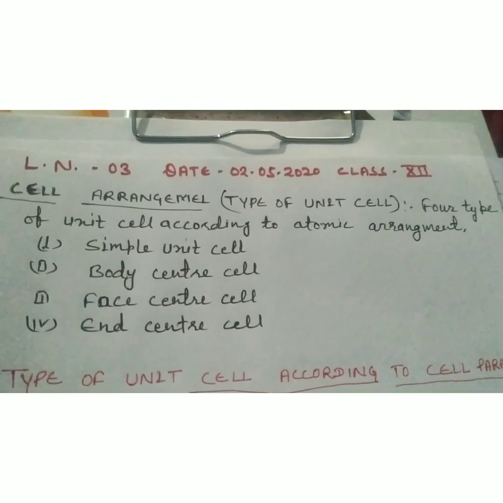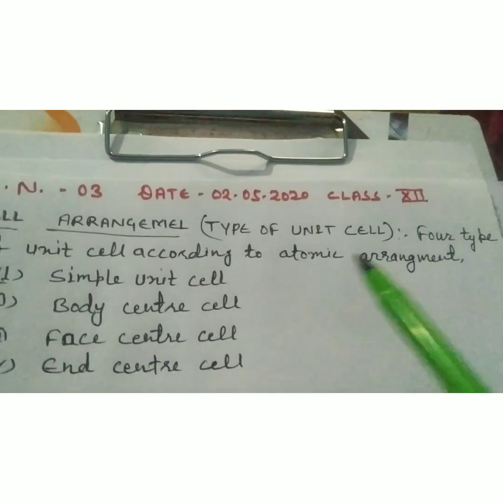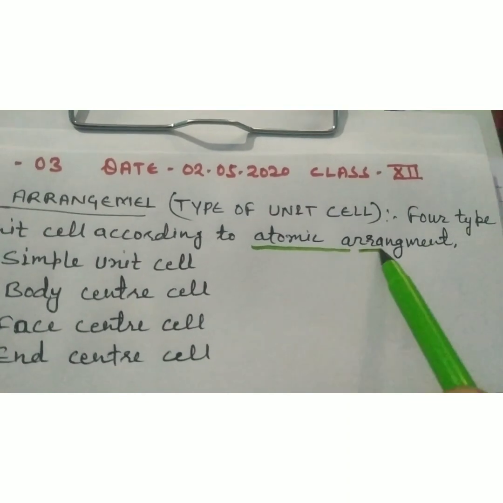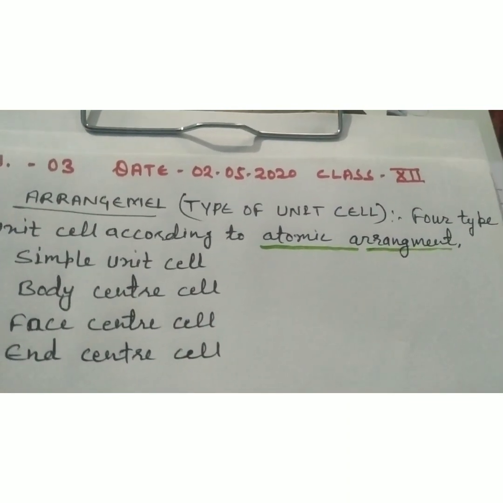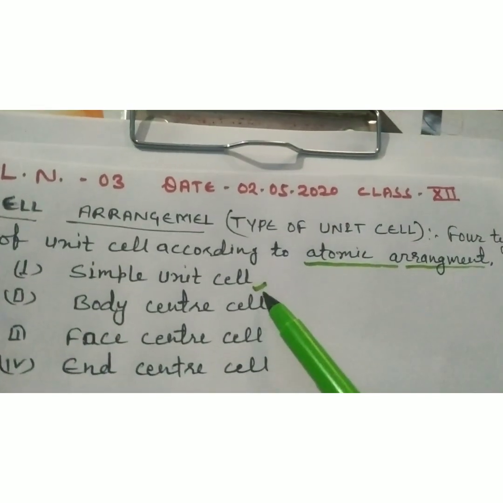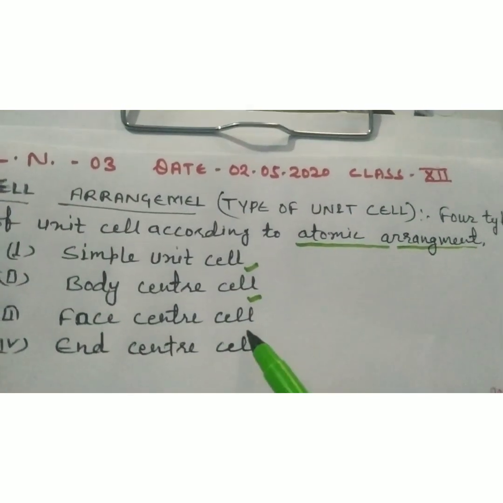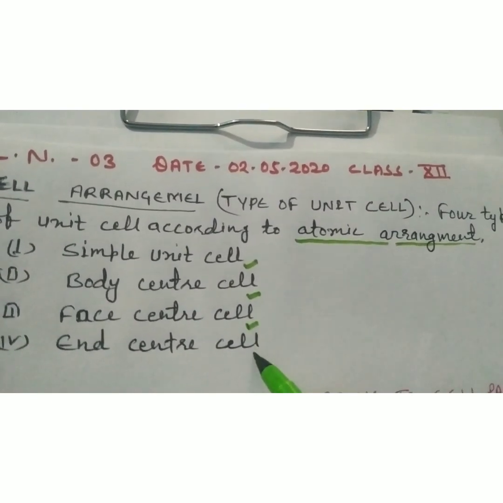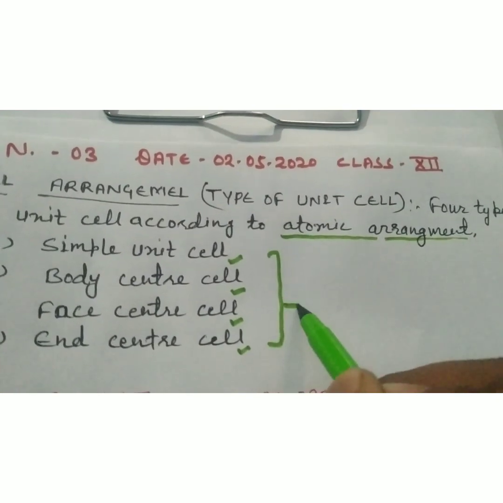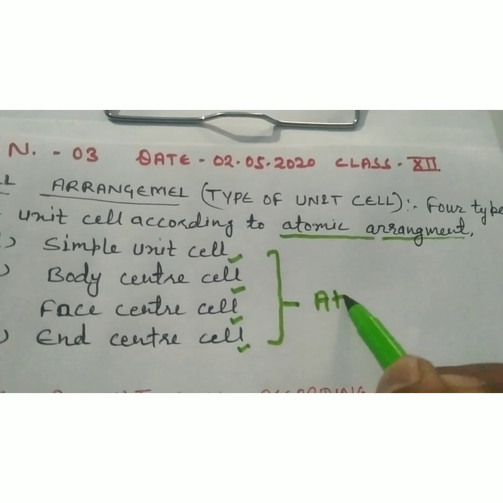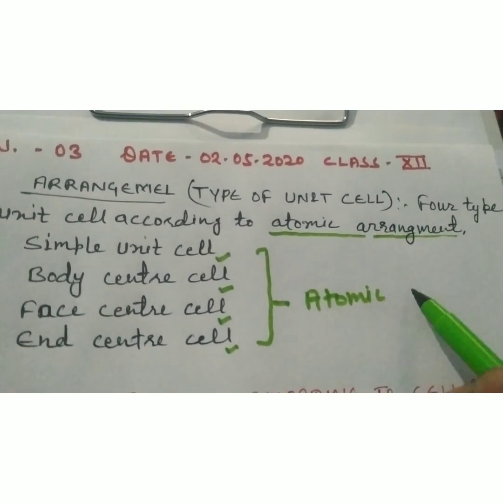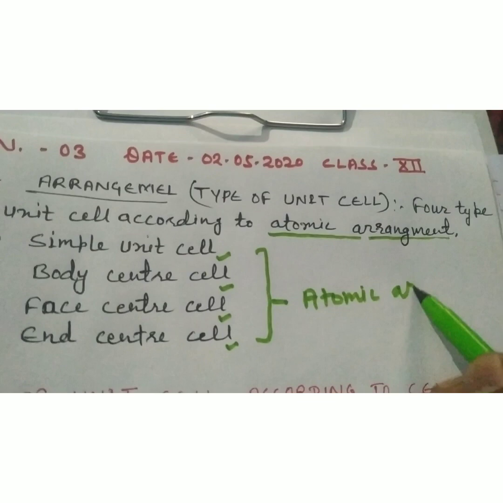We have already discussed there are 4 types of unit cell according to atomic arrangement. This we have already discussed in the previous lecture. So the 4 types of unit cell are: first one is simple unit cell, second one is body centered cell, third one is face centered cell, and fourth one is end centered cell. Basically this classification is on the basis of atomic arrangement.